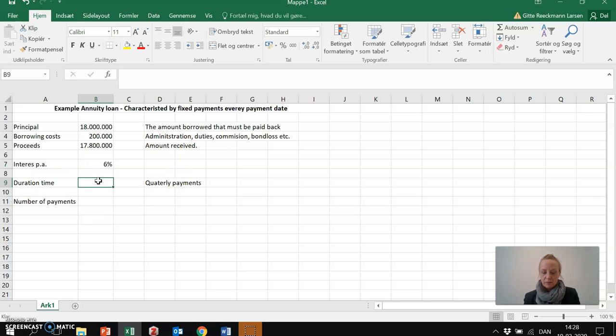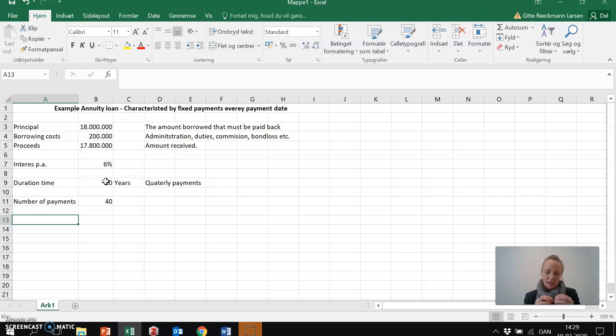The duration, so the lifetime of this loan, the time we have to repay the loan, is 10 years. But I have said that this is quarterly payments. So if we pay every quarter, why can't I write years? Every quarter over 10 years, that means we have 40 payments. I hope that makes sense.